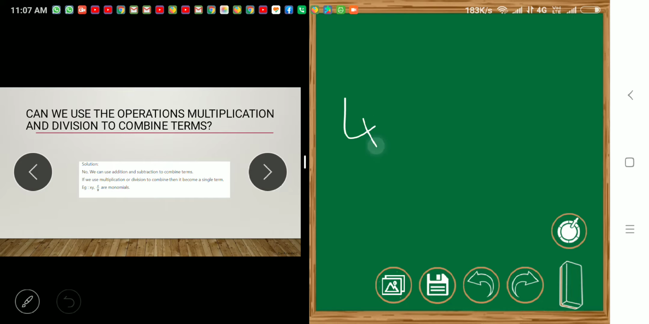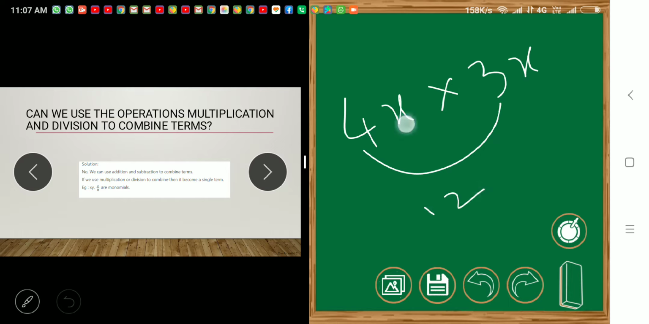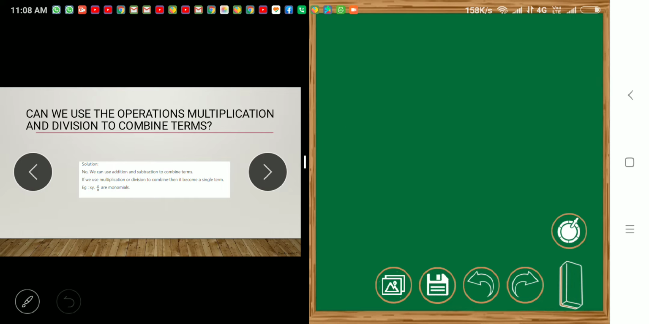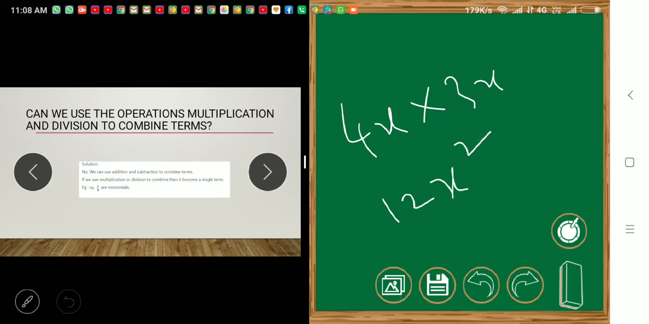Is it not possible in multiplication and division? See, I am just multiplying. 4 threes are 12. X into x becomes x square. In the previous question also, 5 into x meant 5x square, we have written. Could you remember? A new term we get when we multiply these terms, we are getting a new term called 12x square.